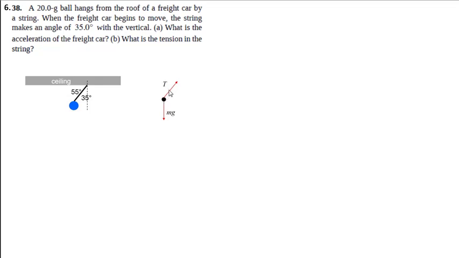And again, this tension is pulling upwards where the angle with the horizontal is 55 degrees, right? Because look, you can see here that this angle between the ceiling and the string is 55 degrees. That means that's also going to be the angle between the string and the horizontal here. This angle down here is 55 degrees. The 35 degrees is this part up with the vertical.